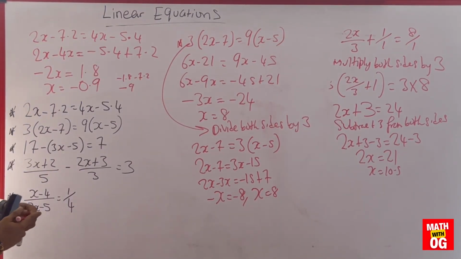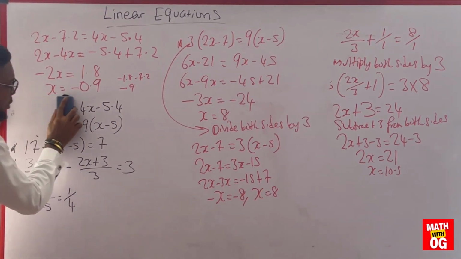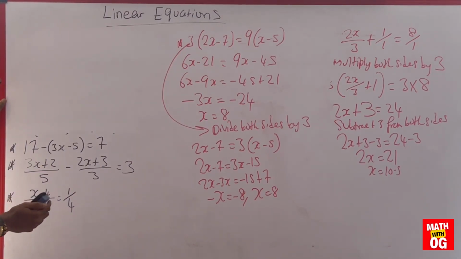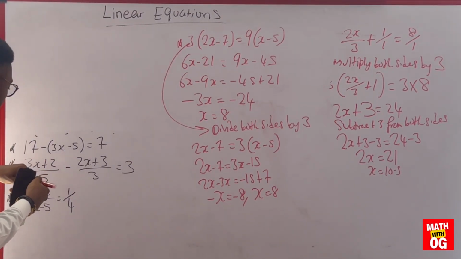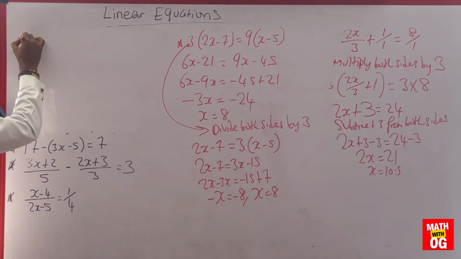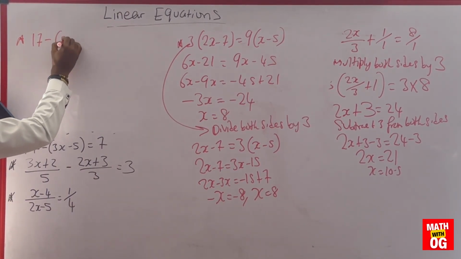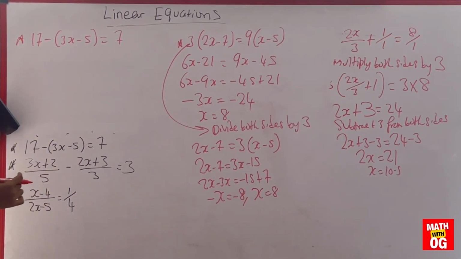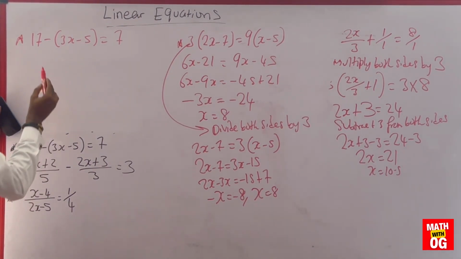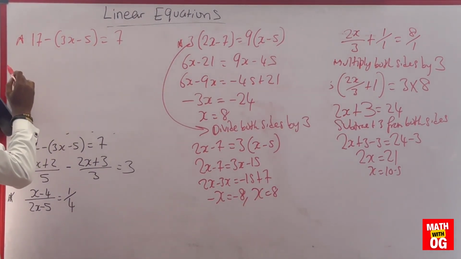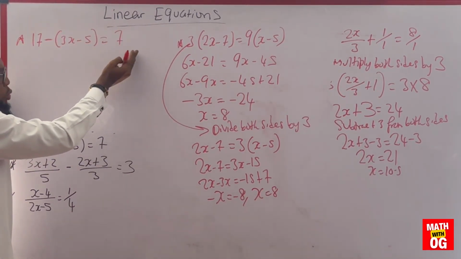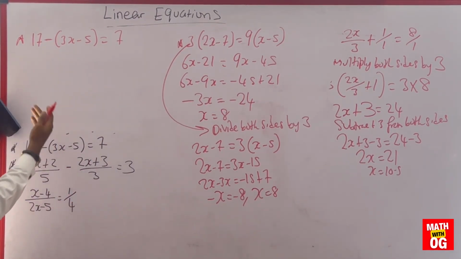Now next question. You have 17 minus 3x minus 5 is equal to 7. Now remember, we agreed that 17 has no business with opening this bracket. What will open this bracket is minus 1. Or you can also move your 17 to the other side even before opening the bracket. But let's just open the bracket.